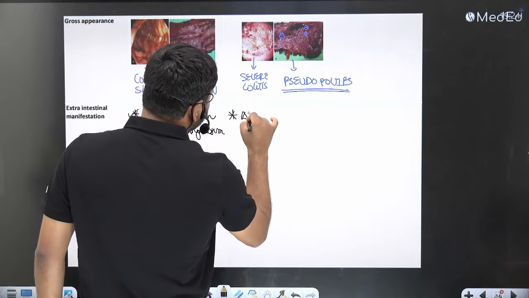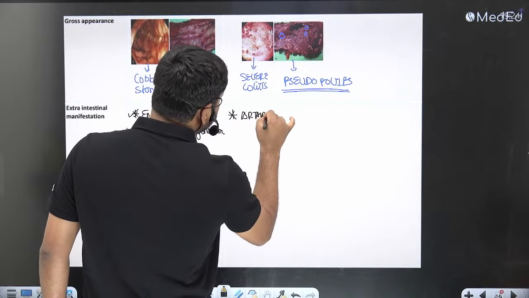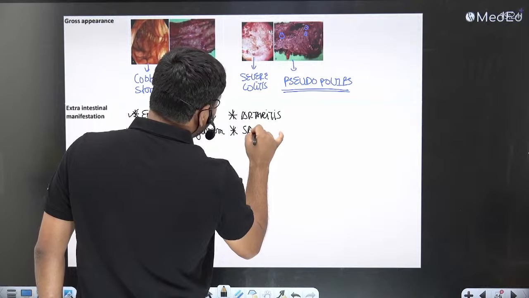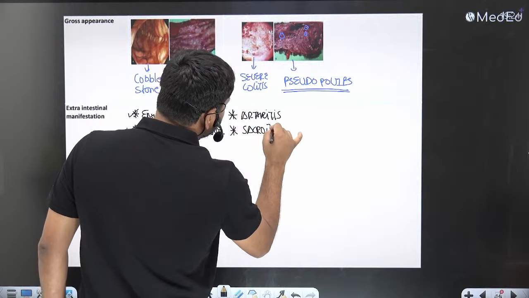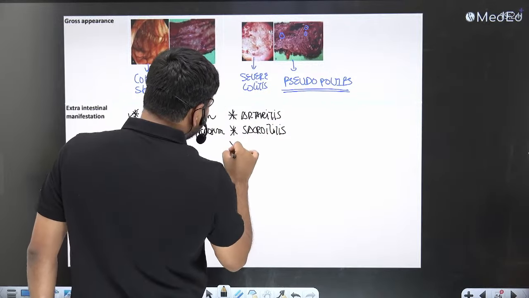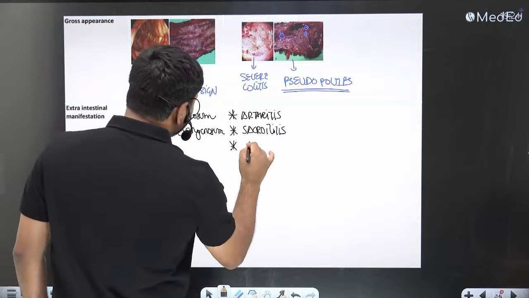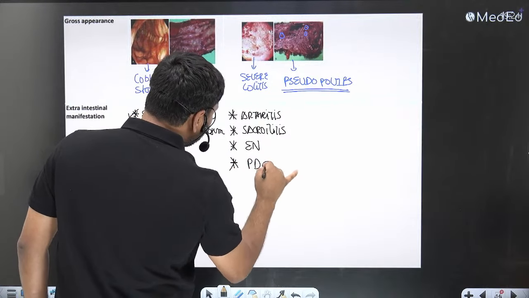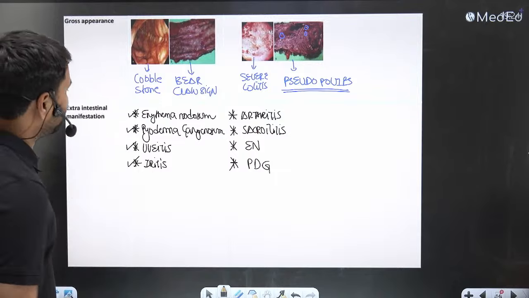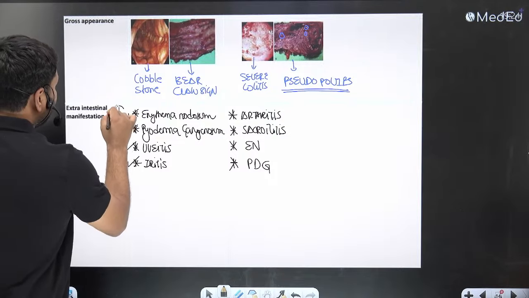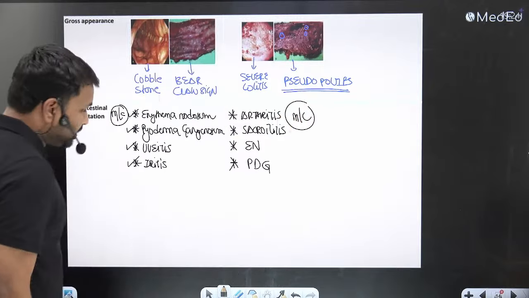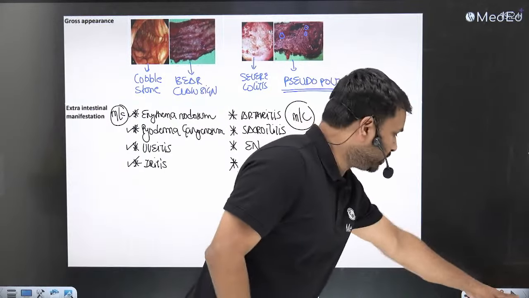Ulcerative colitis is associated with polyarthritis. So it is associated with arthritis. It is associated with sacroiliitis. It will be associated with erythema nodosum. It will be associated with pyoderma gangrenosum, right? So these are the features. Now in Crohn's, it is erythema nodosum which is common in ulcerative colitis. It is arthritis that is going to be more common, right?